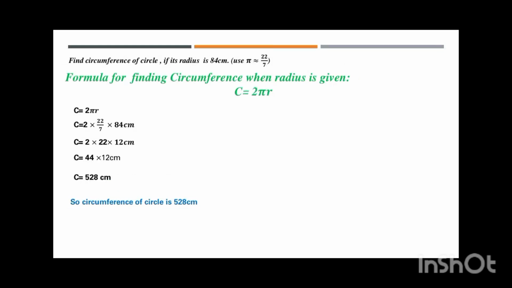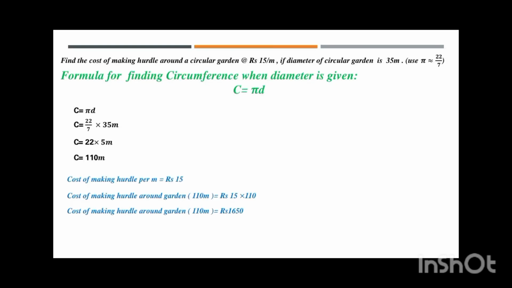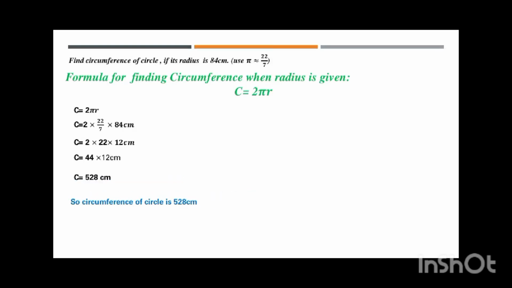Find circumference of a circle if the radius is 84 centimeter. Use pi as 22 over 7. Formula for finding circumference when radius is given: c is equal to 2 pi r. So c is equal to 2 multiplied by 22 over 7 multiplied by 84 centimeter. We're going to simplify 7 and 84, and then we're going to get 44 multiplied by 12, and after multiplication I'm going to get circumference as 528 centimeter.